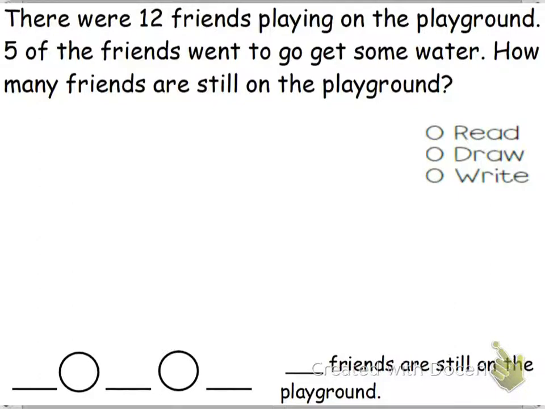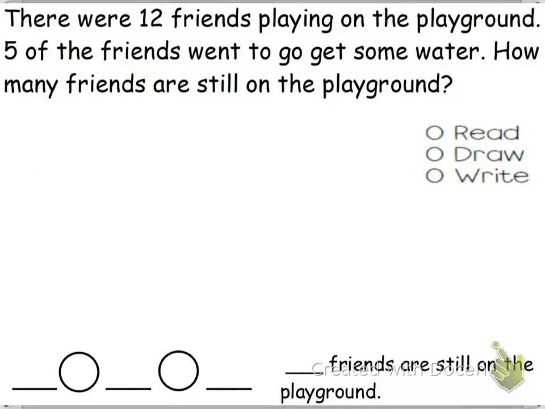Okay? So, it says there were 12 friends playing on the playground. 5 of the friends went to go get some water. How many friends are still on the playground? This would be a great time for you to pause the video. Make sure that you chunk it, which means you read a little, then draw a little, read a little, then draw a little. Make sure you do your number sentence and your statement. You can pause it now, and then you can come back to figure out what the answer is.